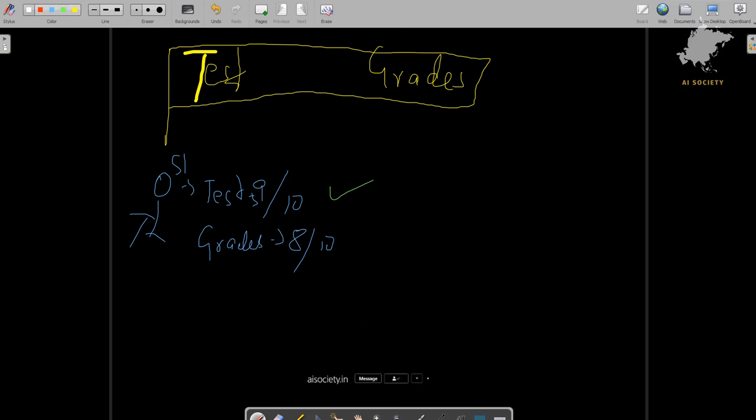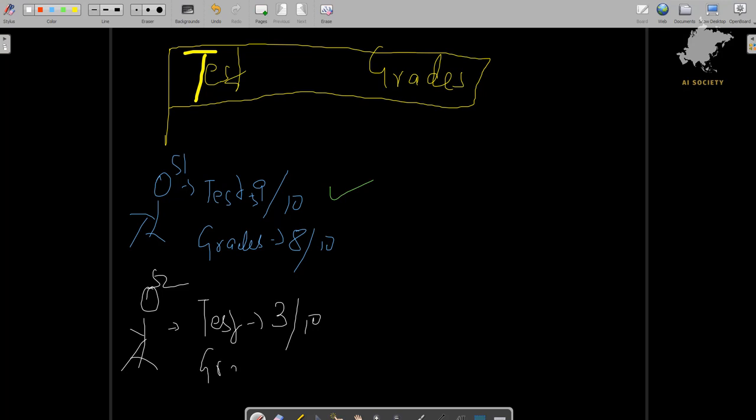Then let's say there's another student, S2, whose test score was 3 out of 10 and whose grades at the school were 4 out of 10. According to the previous data, that student was rejected by the university. Let's have another student, S3.